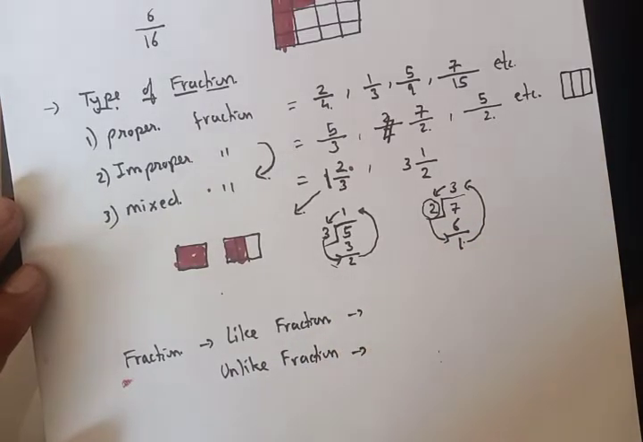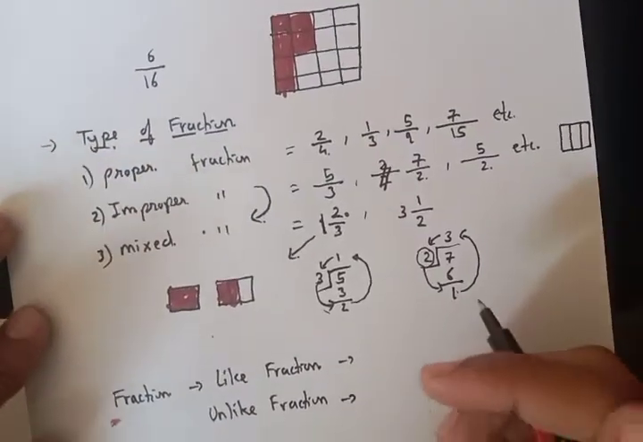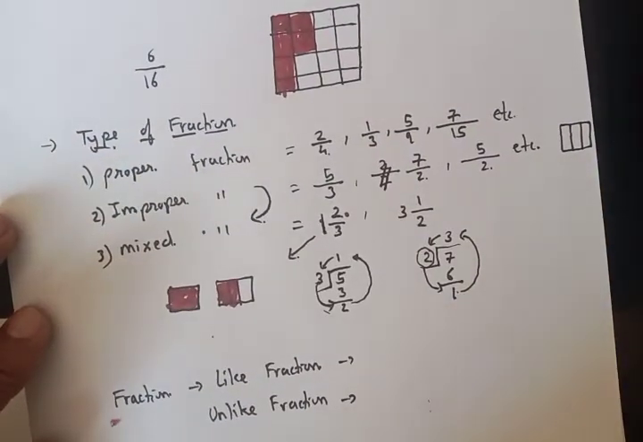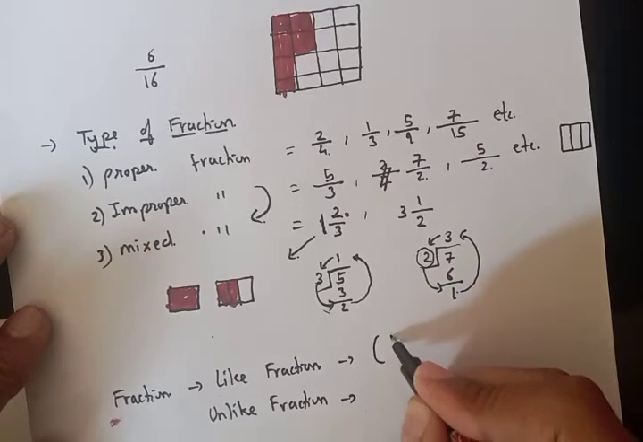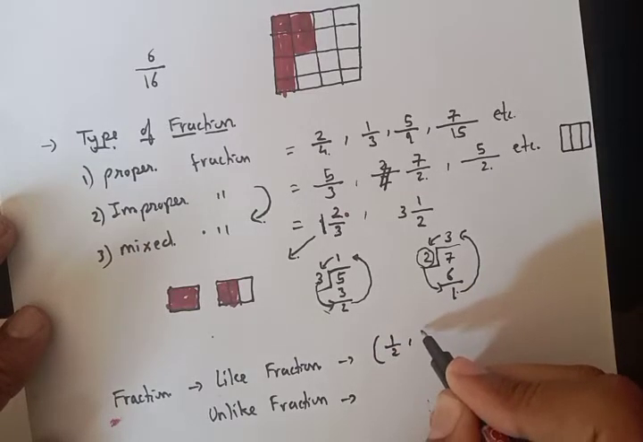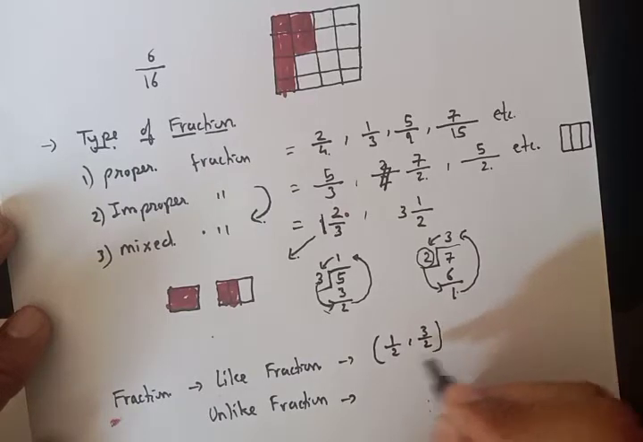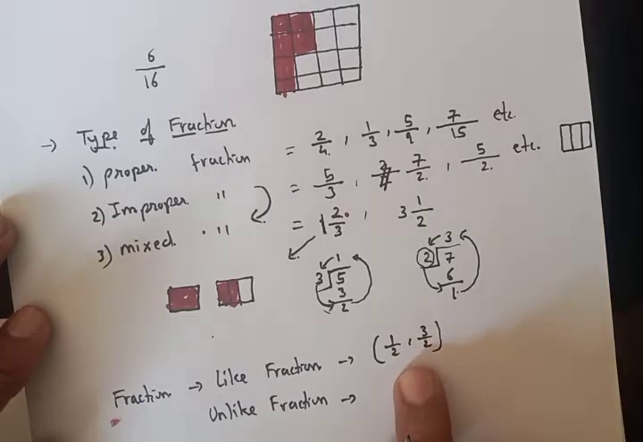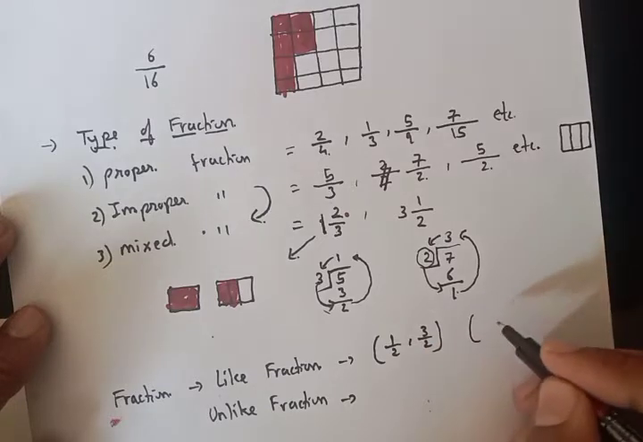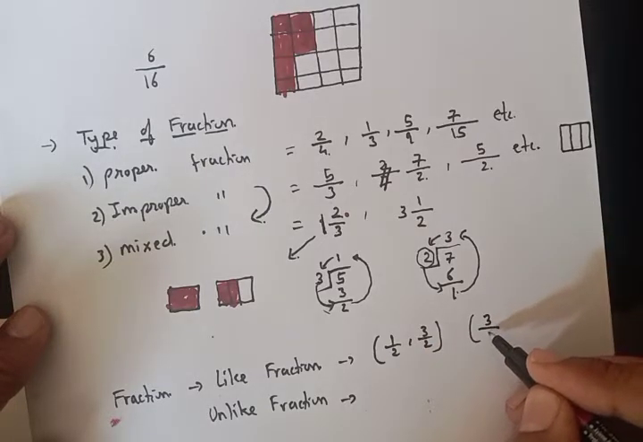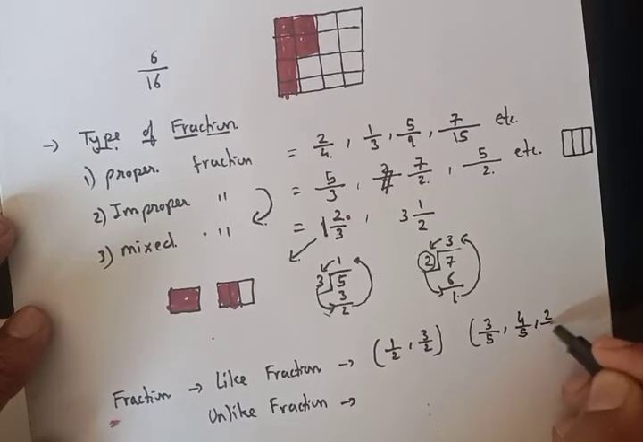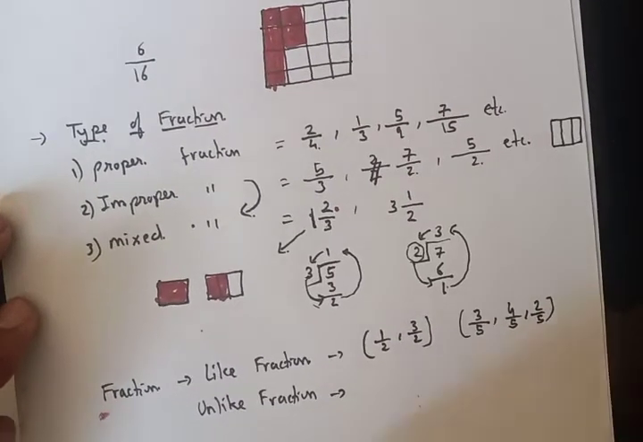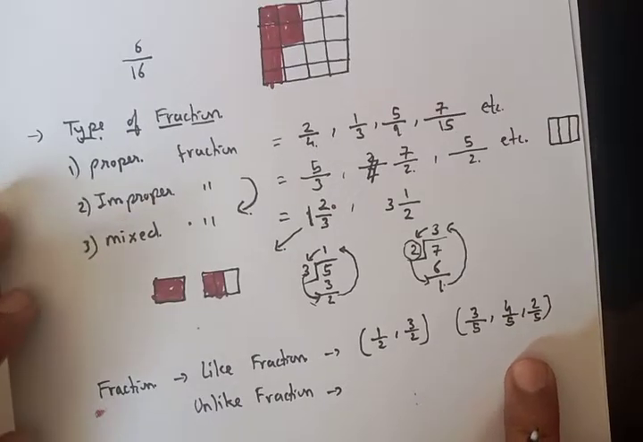What are like fractions? All the fractions which have the same denominator are called like fractions. For example, 1 upon 2 and 3 upon 2. These both are like fractions because both denominators are 2. Another example, 3 upon 5, 4 upon 5 or 2 upon 5. This is an example of like fractions because all the denominators are the same.